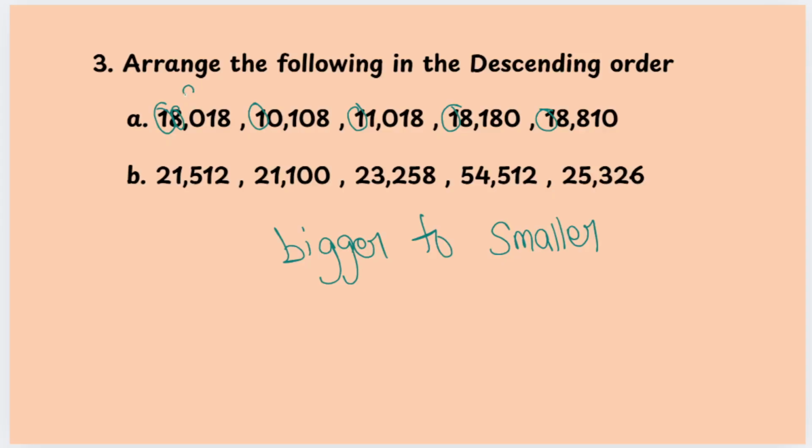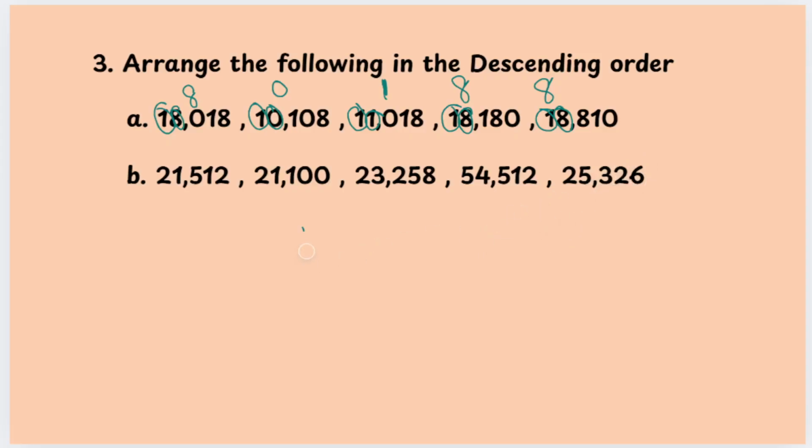Second digit is 8. Here second digit is 0. Here we have 1. Second digit is 8. Second digit is 8. Right. So which is the biggest? 8 is the biggest. But we have three 8s in the second digit. So move to the third digit.